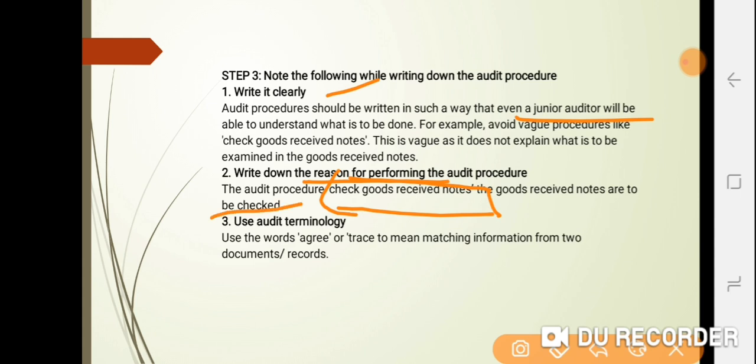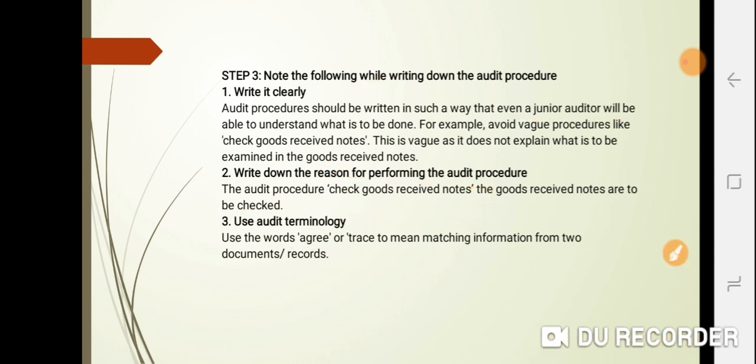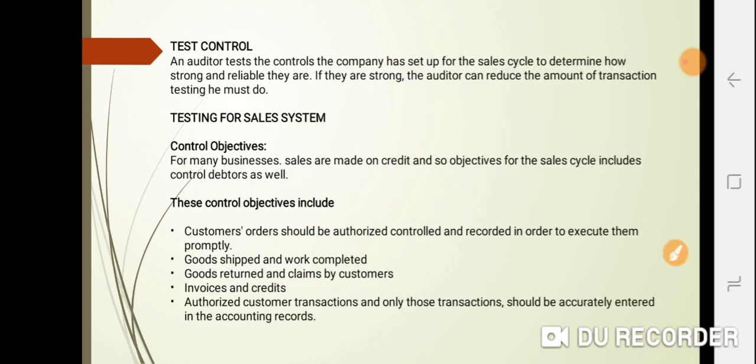Okay, then use audit terminology. Using audit terminologies is very important so that it can be easily understandable by other auditors. Like agree, trace to, meaning matching information from two documents or records, like that. Okay, next we have test control. The three procedures we have discussed are the three important steps which have to be included in audit procedures.